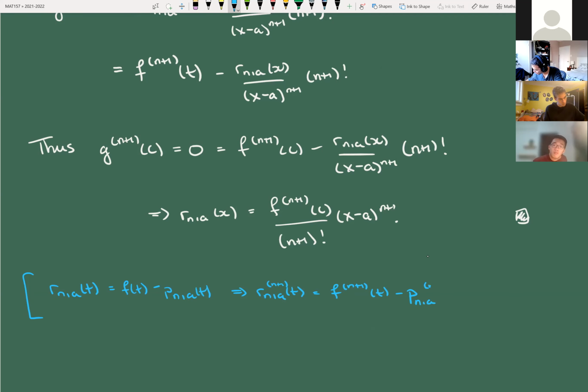P_{n,a} n plus 1 of t, like that. But P_n is an nth order polynomial, right? This thing is degree n. And if you take n plus 1 derivatives of a degree n polynomial, it gives you 0. So that means that this whole thing here is equal to 0, right? The polynomial is equal to 0. So that just leaves f^(n+1) of t like that. Does that make sense? No problem.